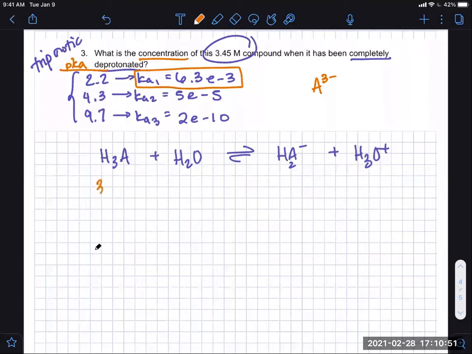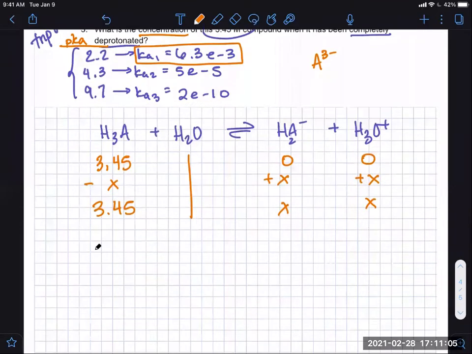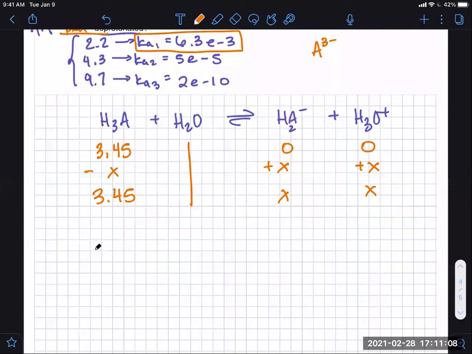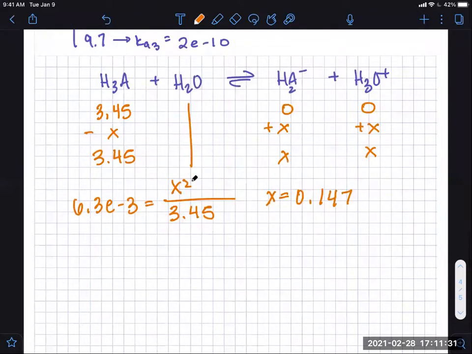So we have our initial concentration, 3.45. Okay. We have none of this. And we're just gonna do our same old, and I'm gonna simplify it to this. We're gonna use Ka1 for the first ice table. So we'll do 6.3e-3 equals x squared, products over reactants, so 3.45, and we'll solve for x here, which is 0.147.